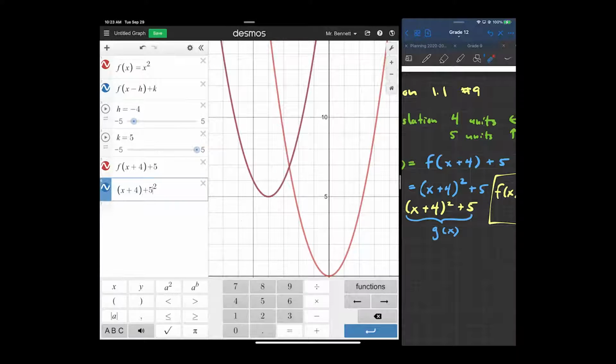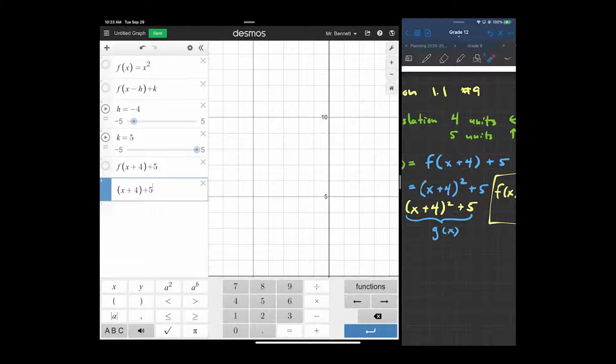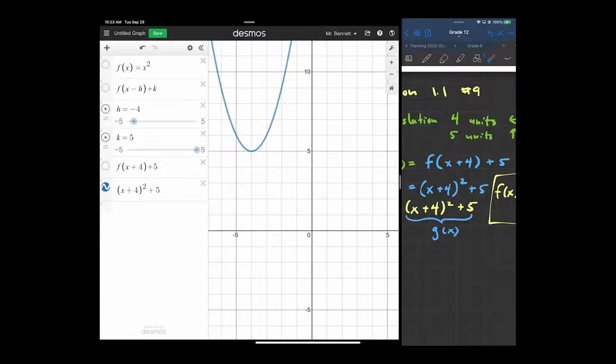So there it is. I've constructed it in different ways. And there it is, f of x plus 4, plus 5. So there's that function that we just wrote, and there's the original one. Okay, so that's part A.